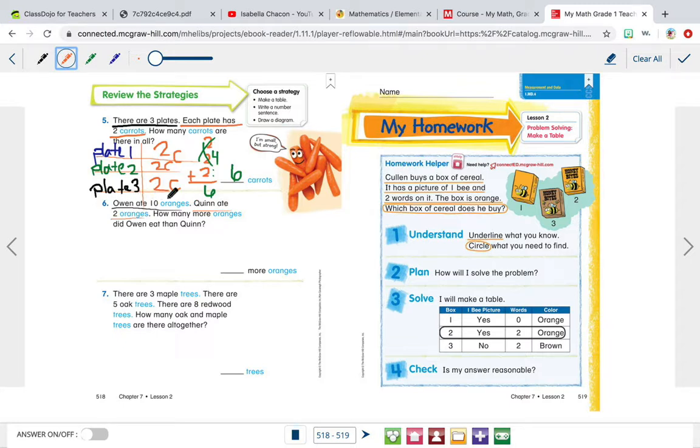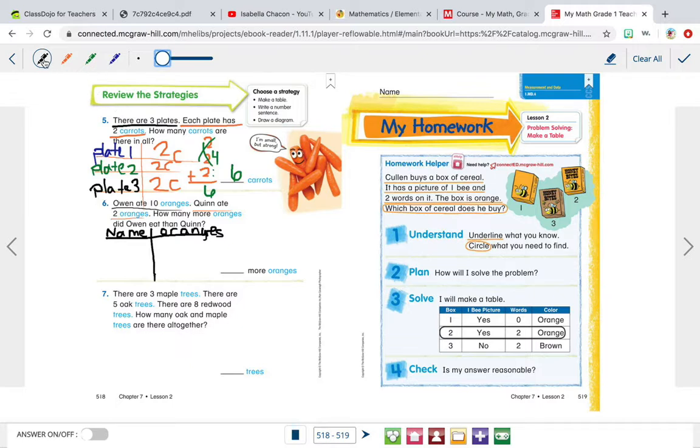So we have Owen and we have Quinn. So what I'm going to do is I'm going to make a table. And when we make our table, you make kind of like a T right here. We have name. So on this side is going to be the name of the boys. And on this side, it's going to be oranges. So how many oranges did they eat? Oranges. So we have name and oranges, okay?